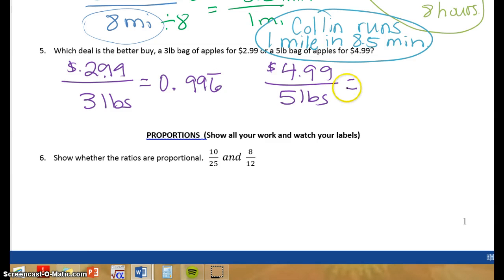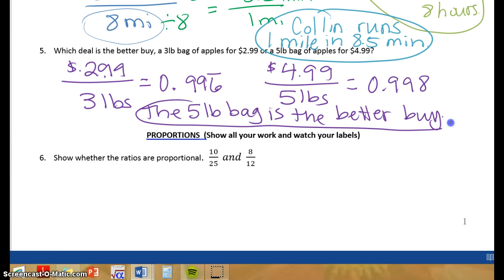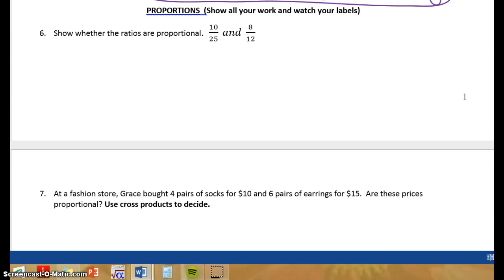Now we're going to look at $4.99 for 5 pounds. It's 0.998. So once we see both of our division, we can decide that the 5-pound bag is the better buy. Let's circle that. That is our complete sentence, our final answer there. There we go. Okay, the next section on this review sheet is on proportions.